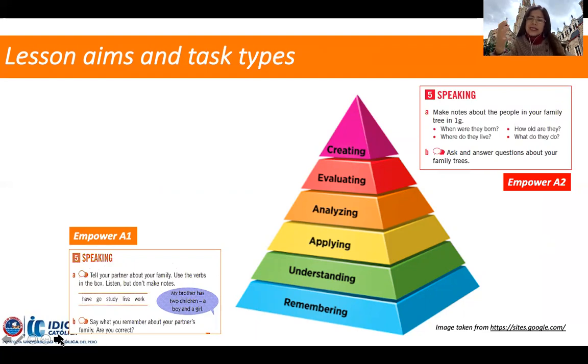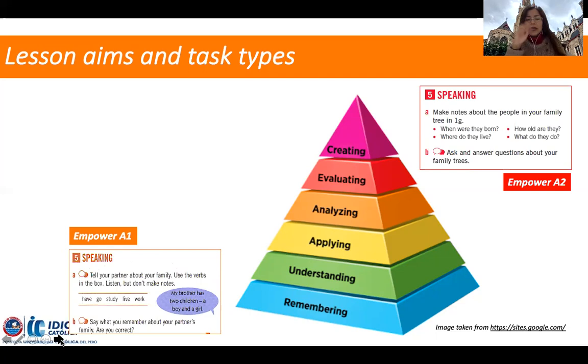So it is like, what do I expect my student to be able to do at this level, considering once more the Common European Framework. So again, in Empower A1, Basic 1, the task would be very simple. As you can see there, tell your partner about your family. Use the verbs in the box: have, go, study, live, and work.